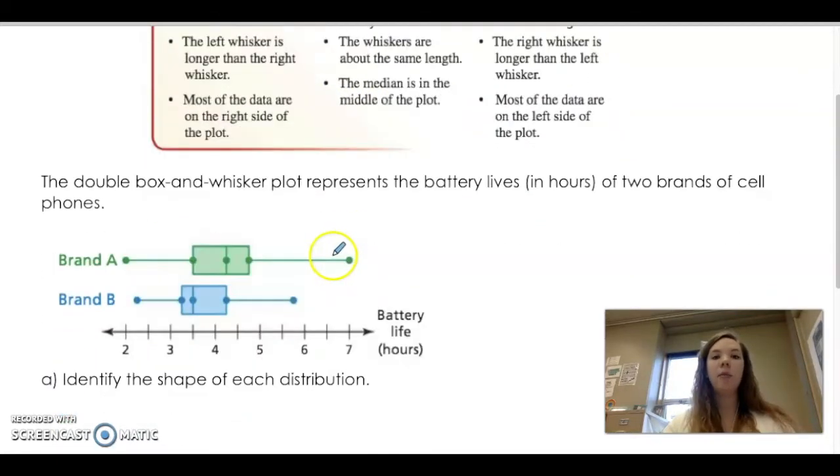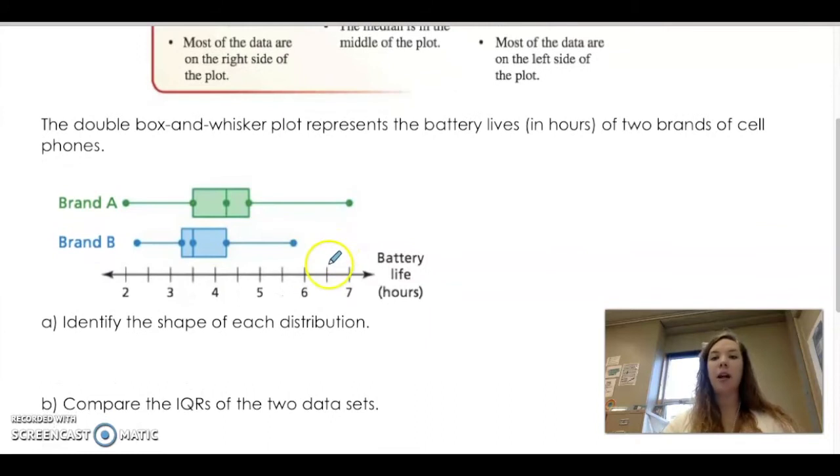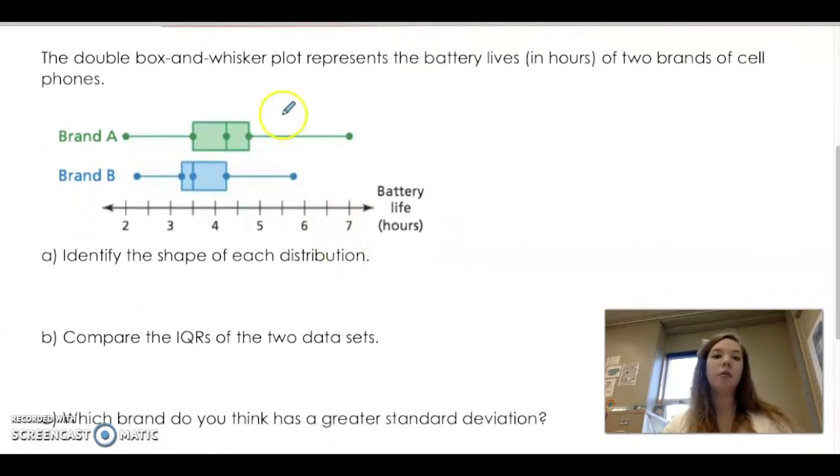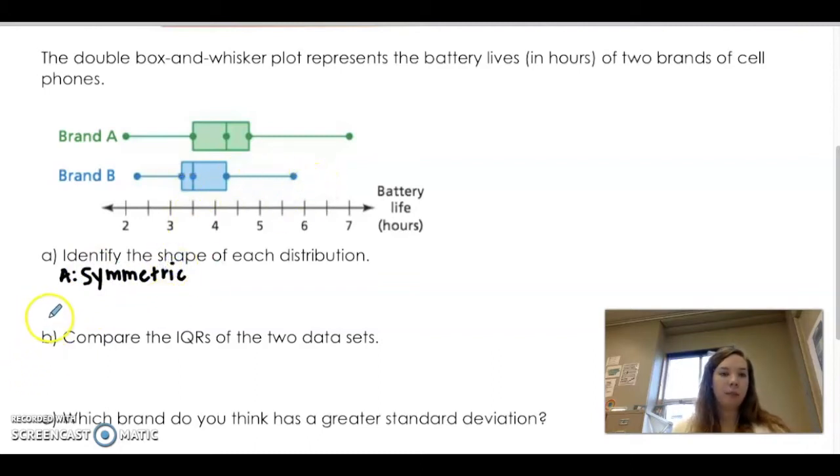So this one says the double box and whisker plot represents the battery lives in hours of 2 brands of cell phones. So brand A and brand B. Okay. Identify the shape and distribution of each. So if we're looking at A, it looks like our whiskers are about the same. Our median's almost right in the middle. So I'm going to go ahead and say that this is roughly symmetric. It is not perfectly symmetrical, but it's pretty close. So I'm going to say that A is symmetric.